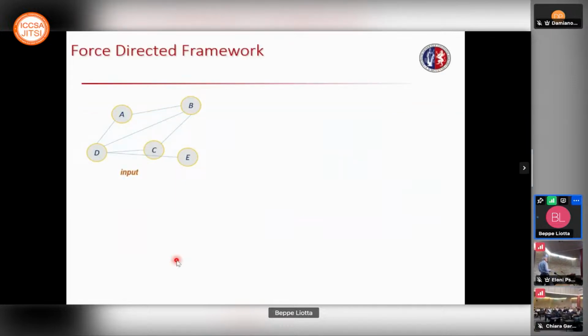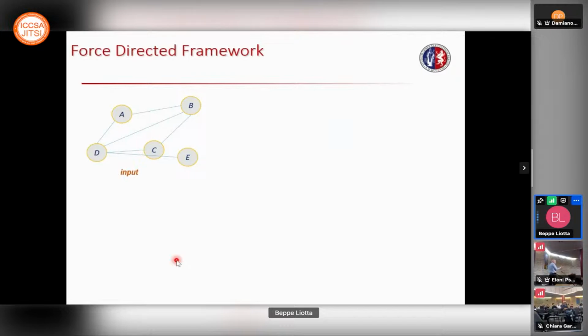One is the so-called force-directed framework. So how to draw a graph? The idea of this framework is simple. It goes back to 1961. A Canadian mathematician named Tutte wrote a paper, How to Draw a Graph, and there were the initial ideas. Then Peter Eades, a colleague from the University of Sydney, took these ideas and exploited them in many directions. But intuitively, it works as follows.